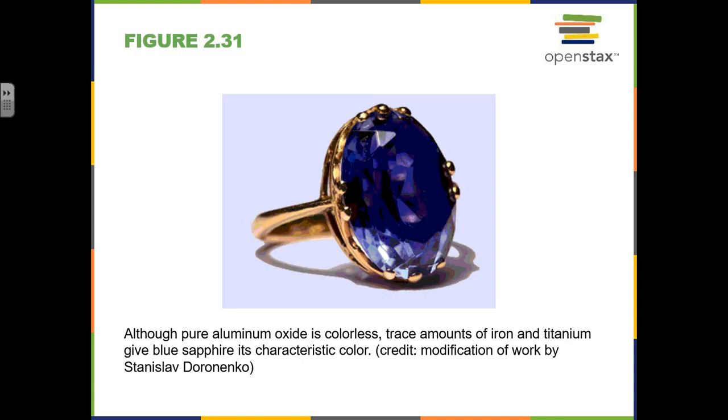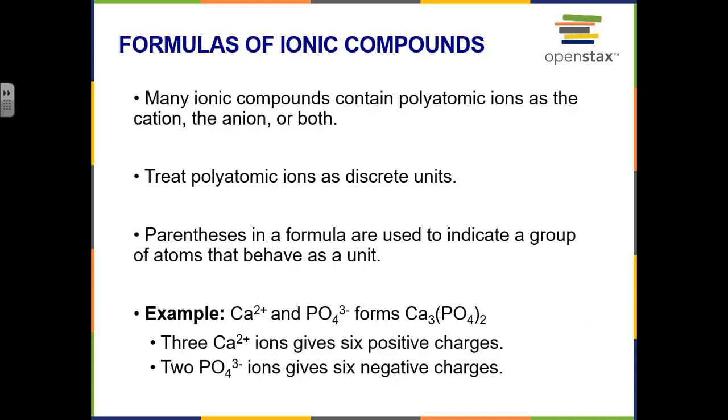Here's an example of aluminum oxide with trace amounts of iron, and interactions with those can be seen in many forms of birthstones. Now, many ionic compounds contain polyatomic ions, as do both the cations and the anions. So you get a little bit of a mix and diversity. You want to treat polyatomic ions as discrete units.